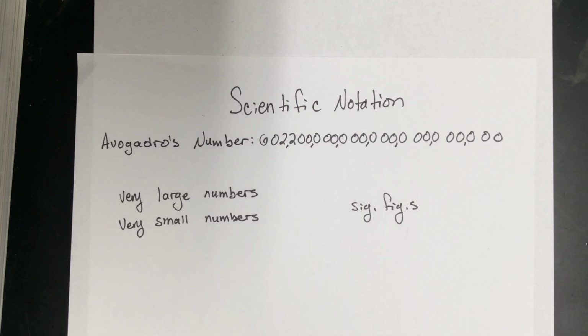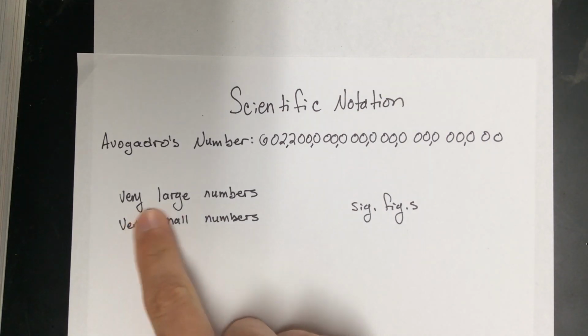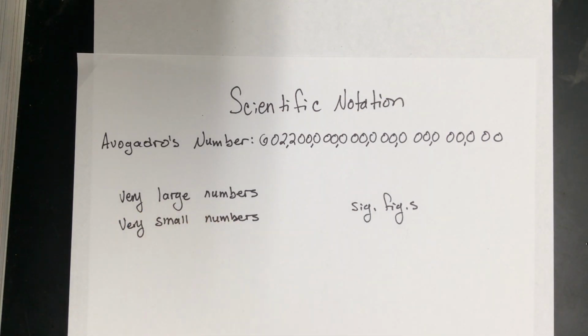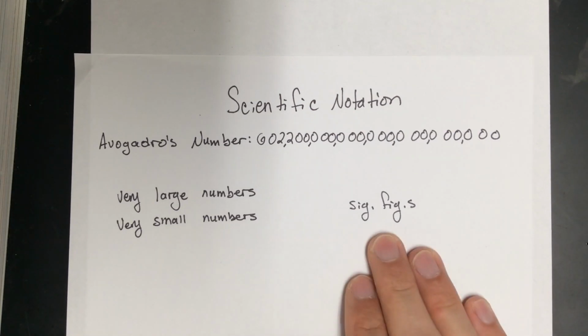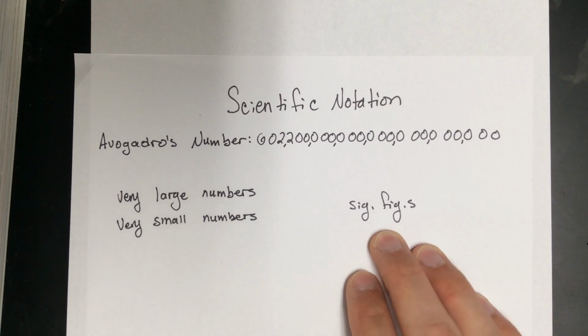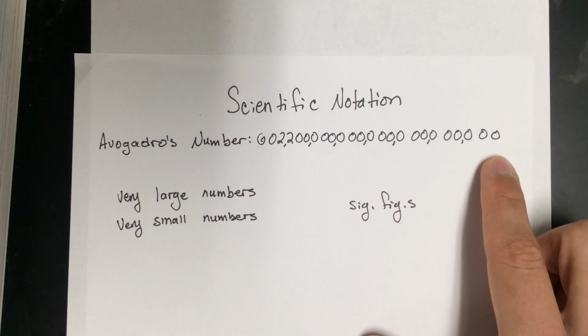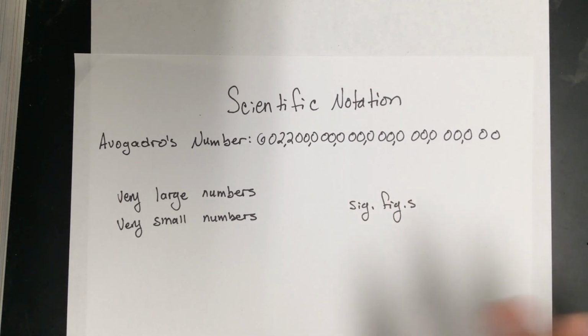And so scientific notation is a format for writing numbers that allows us to write very large and very small numbers in a small amount of space. But it also allows us to be very clear about the number of significant figures that are in a number like Avogadro's. So it exists to fill two needs.